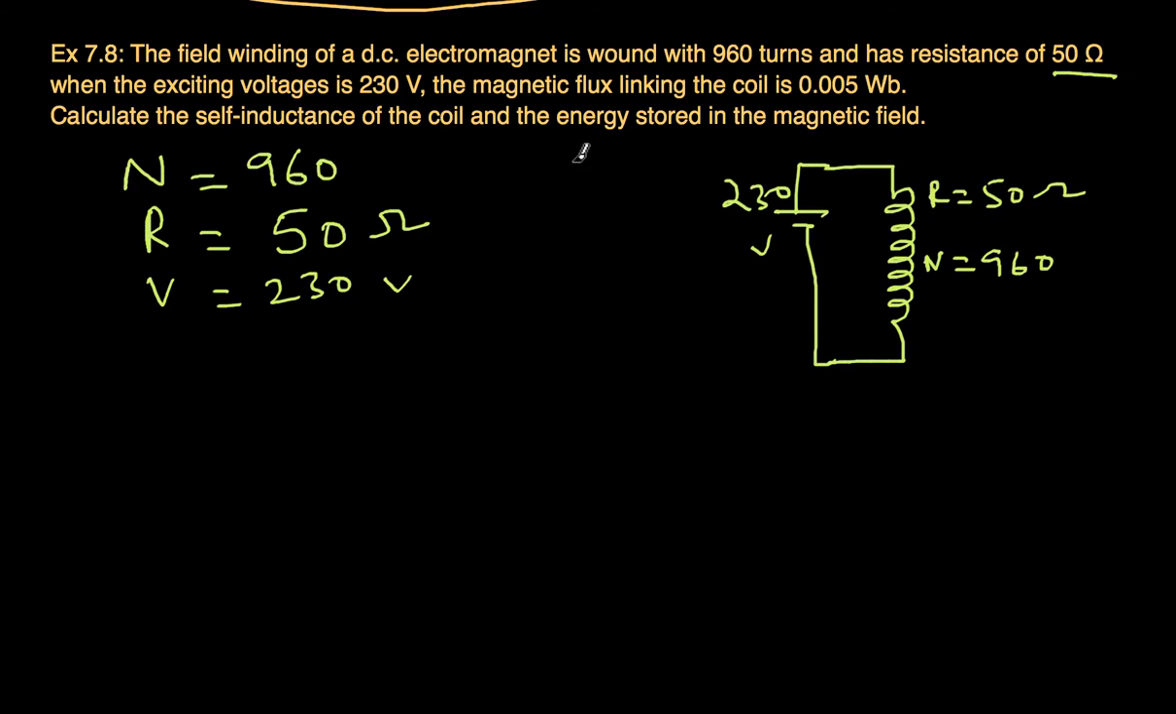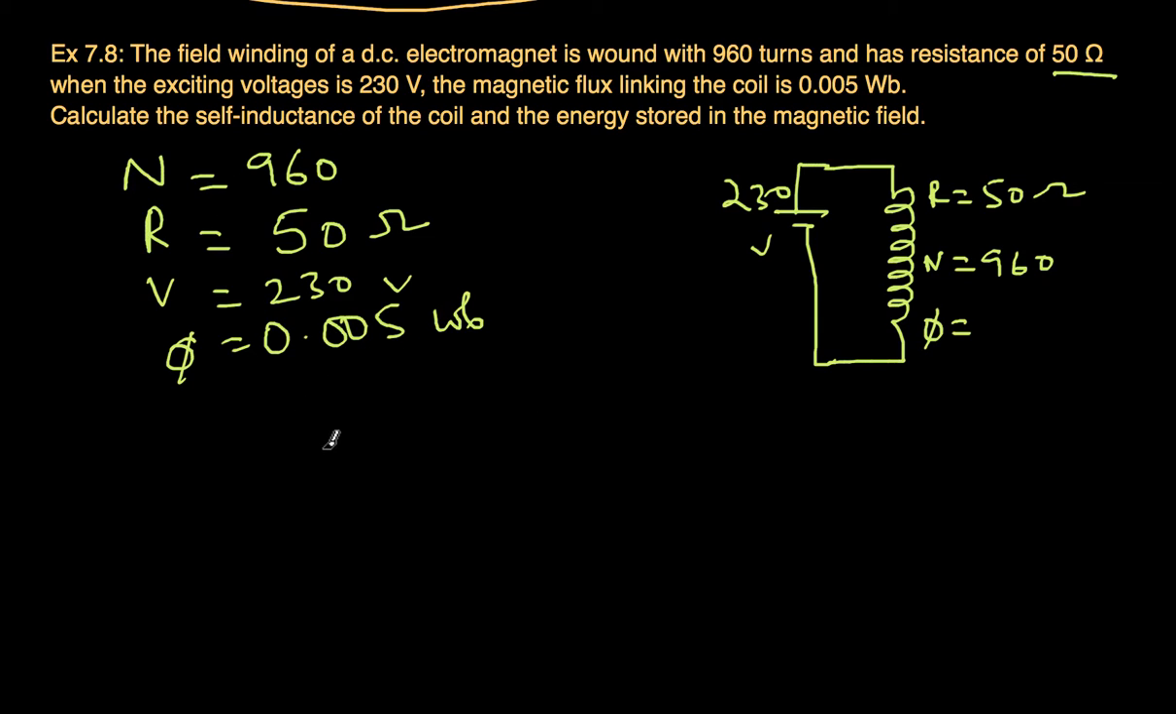I'm just putting it in a diagram. The magnetic flux linking the coil is 0.005 Webers, or 5 milliwebers. So the flux is also given. Calculate the self-inductance of the coil and the energy stored in the magnetic field.